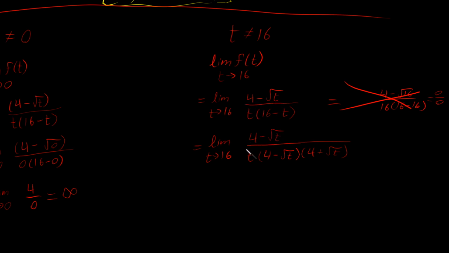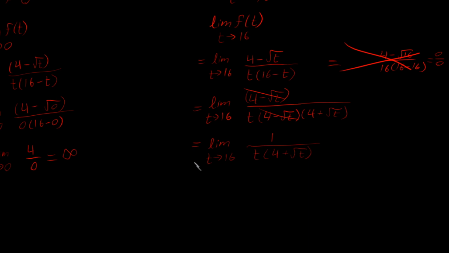But what is useful in doing this step is we can now see that this term in the numerator, the 4 minus square root of t, we have that same term in the denominator. So now we can just cancel that out. And what do we end up having? We end up having the limit as t approaches 16. In the numerator, since this term cancels out, we just have 1. And in the denominator, we'll have t times (4 plus the square root of t).